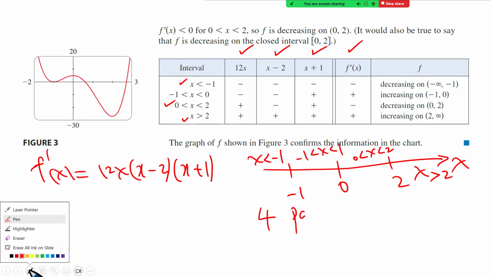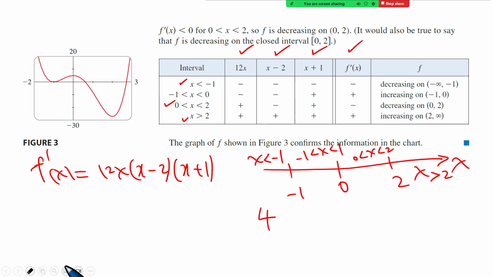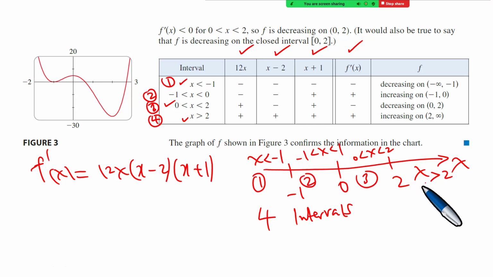We call them intervals, right? So we can say, Mr. Examiner, there are actually four intervals of interest: the first, the second, the third, and the fourth interval. Now, with these intervals taken from the number line, we put the factors: 12x, x minus 2, x plus 1, and f prime, and then we write the conclusion there.